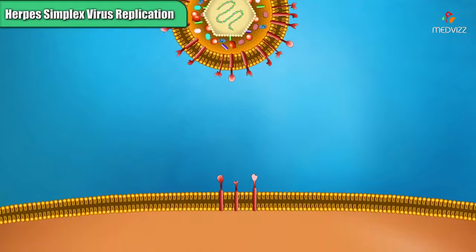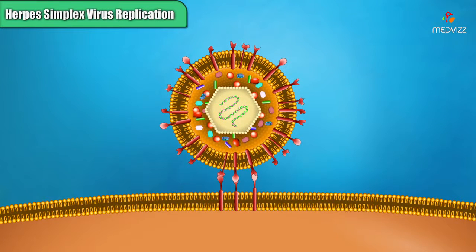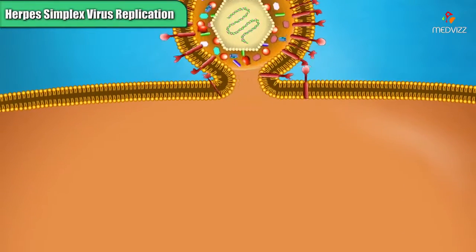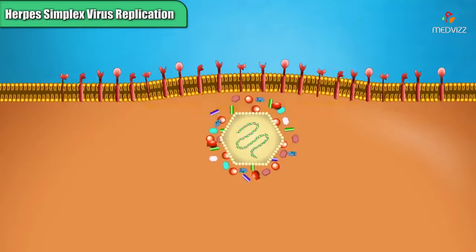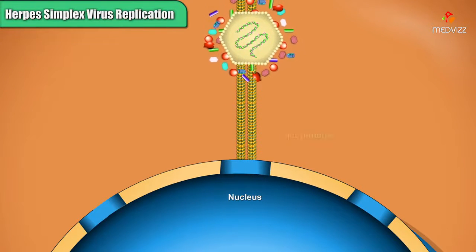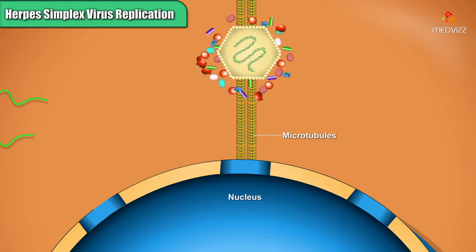The herpes virion can bind to several alternative receptor molecules in the host cell membrane, after which the envelope fuses with the host membrane, releasing the capsid into the cytoplasm. The capsid travels down a scaffold of microtubules to the nuclear membrane.